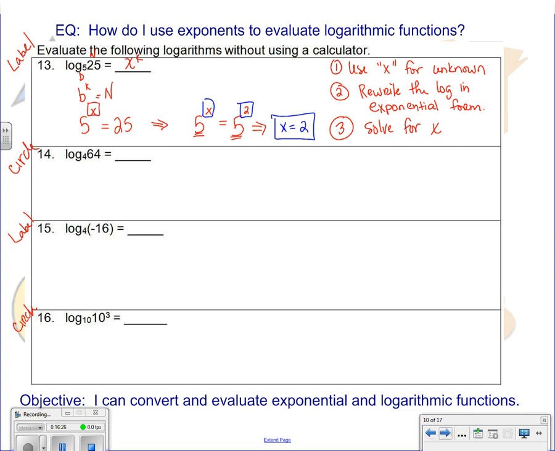Number 14, log base 4 of 64 equals something. I don't know what it is, so I replace it with an x. Now we rewrite the log in exponential form. So circle method says I start with the base, go around, it's raised to the exponent x. It has to be equal to 4. Now I can solve for x. I recognize they have the same base, so that means our exponents must be equal to each other. Remember, if there's not an exponent shown, it has an exponent of 1. So this tells me that x is equal to 1.